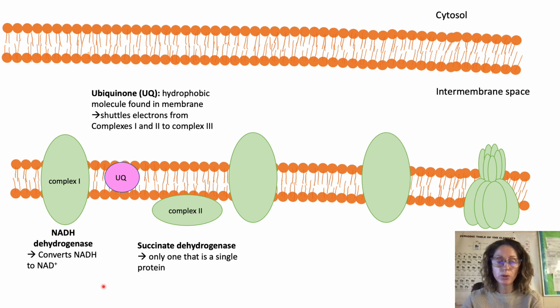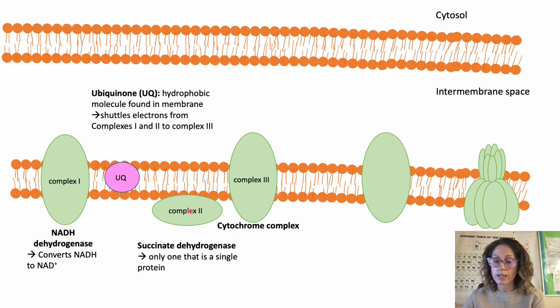So complex 2 is succinate dehydrogenase. It's an actual single protein. It is only a single protein, and it's found attached to the inner membrane, the matrix side, as shown here.